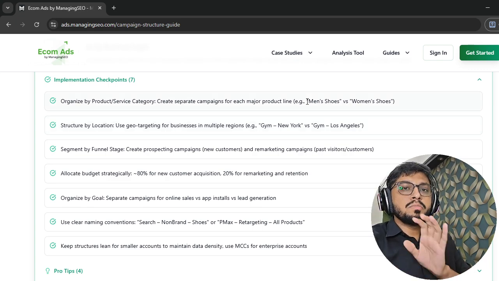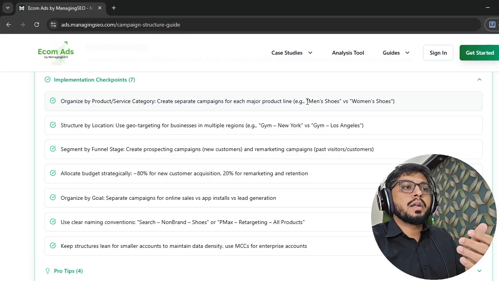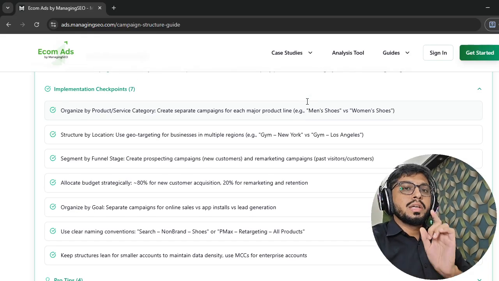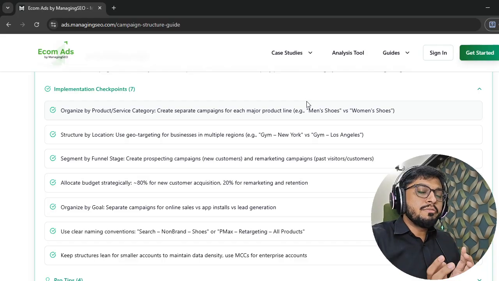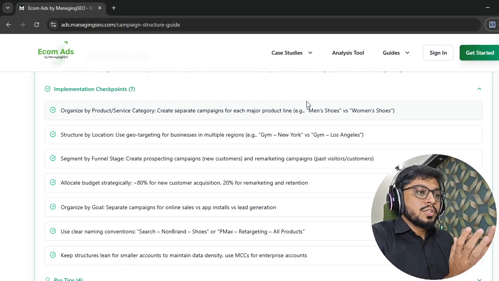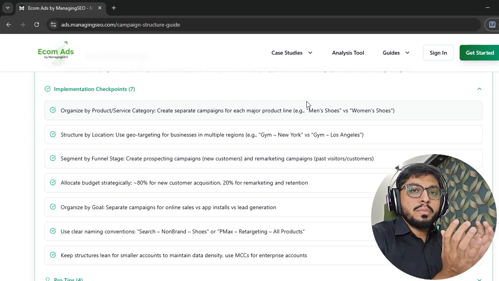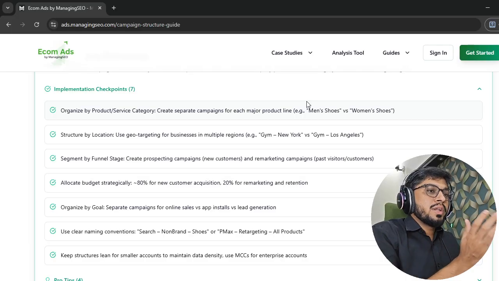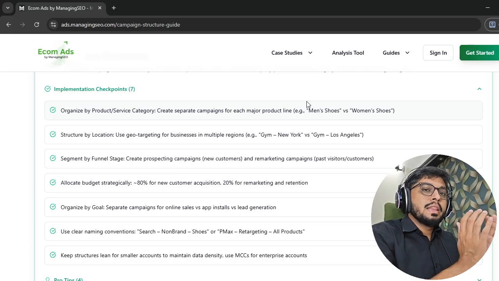But usually most of the time for e-commerce brands, we segregate campaigns based on the products, based on their categories. But there's one important point. Every separate campaign should have a strong meaning, and it should be different from the other one. For example, if we are creating one campaign for men's shoes, then it should be different.